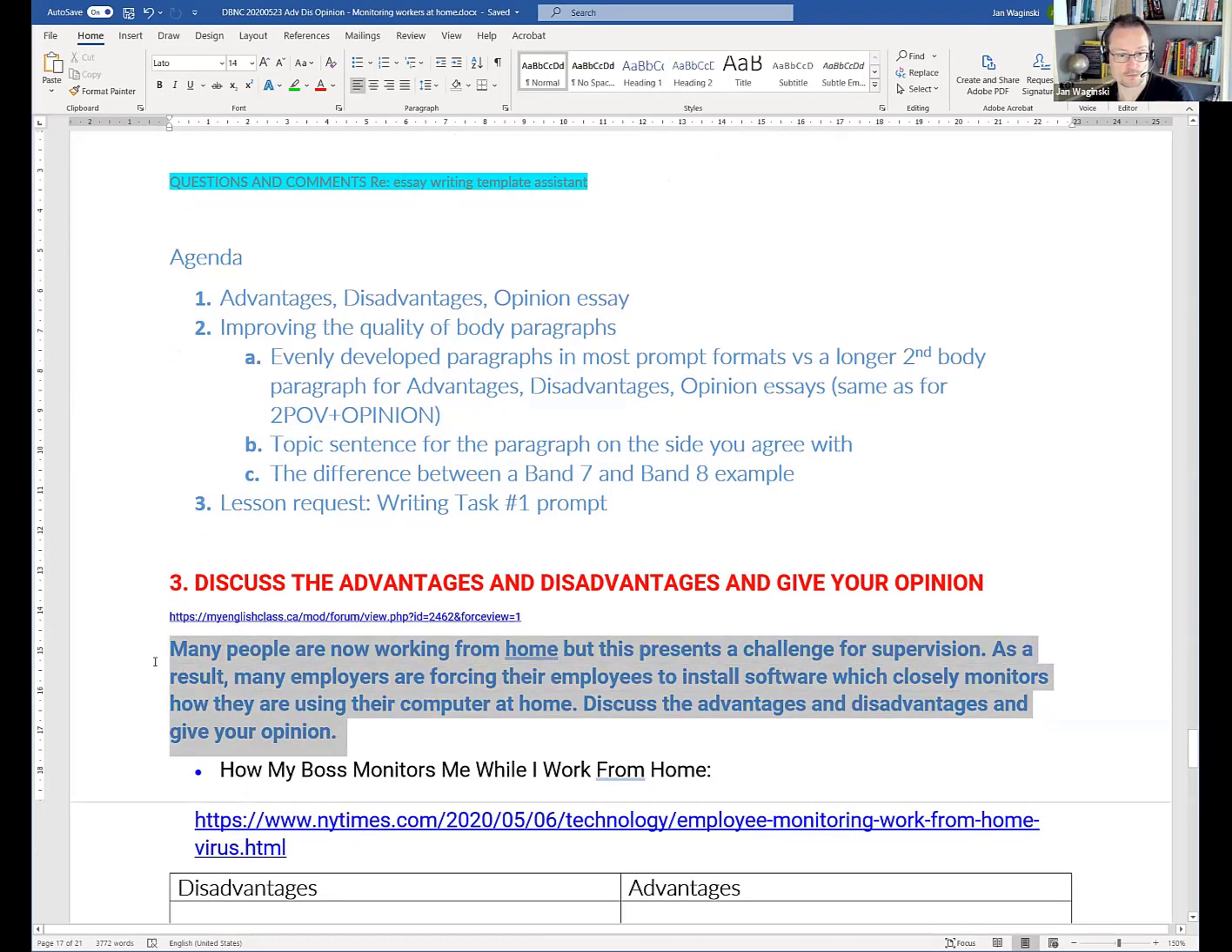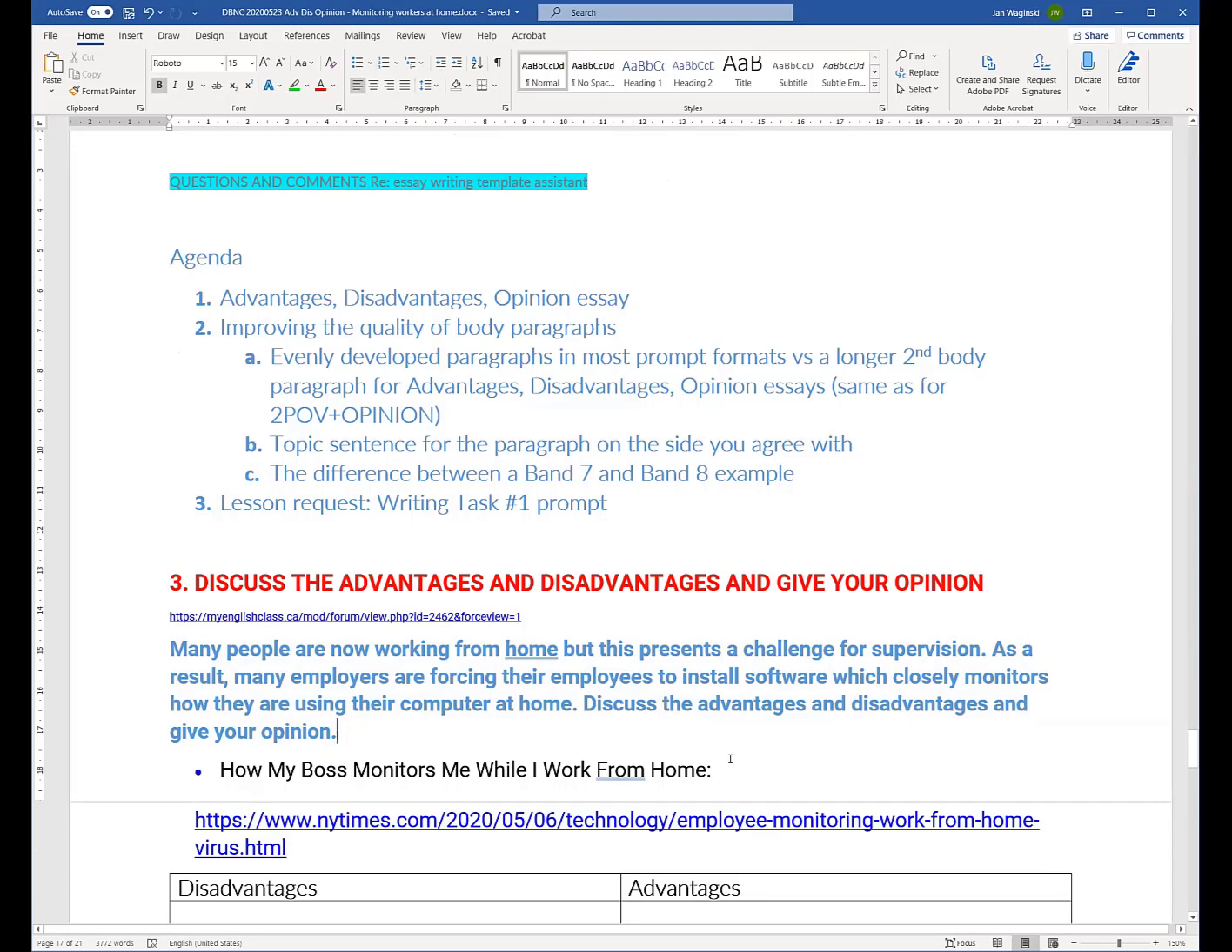So the prompt is, many people are now working from home, but this presents a challenge for supervision. As a result, many employers are forcing their employees to install software which closely monitors how they're using their computer at home. Discuss the advantages and disadvantages and give your opinion. So I chose this particular article from the New York Times because it's written in a story format. There's a lot of articles, but they're very dry and kind of abstract.